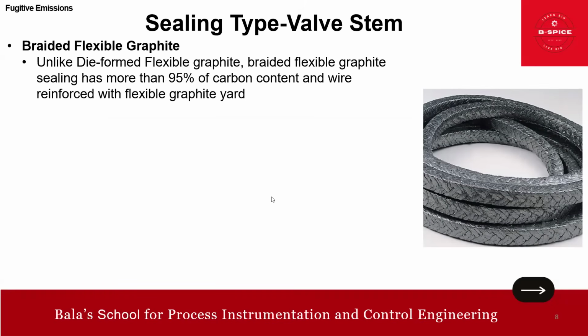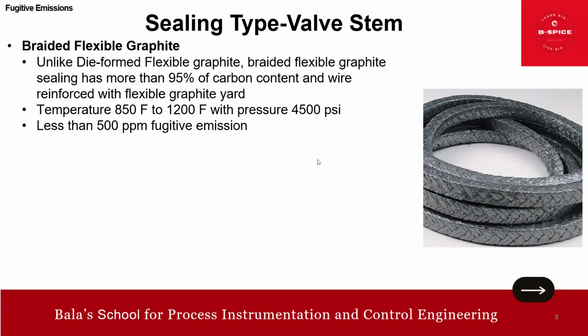This is the braided flexible graphite. Unlike diformed flexible graphite, braided flexible graphite sealing has more than 95% carbon content, so a little bit better. And it is wire reinforced with flexible graphite yarn. Again, the temperature requirement is the same, 850 degrees Fahrenheit to 1200 degrees Fahrenheit, with a pressure of about 4500 psi. This is a little bit higher pressure rating. And the advantage here is less than 500 ppm fugitive emission. It is able to bring it down.